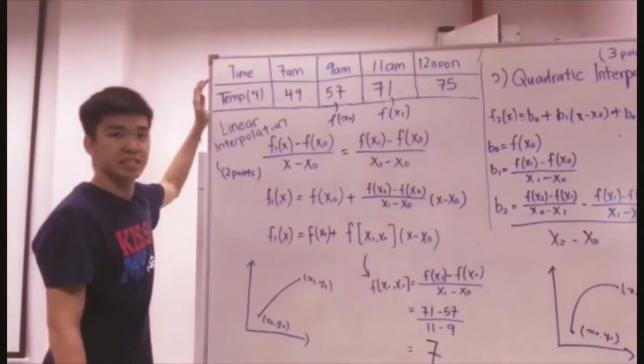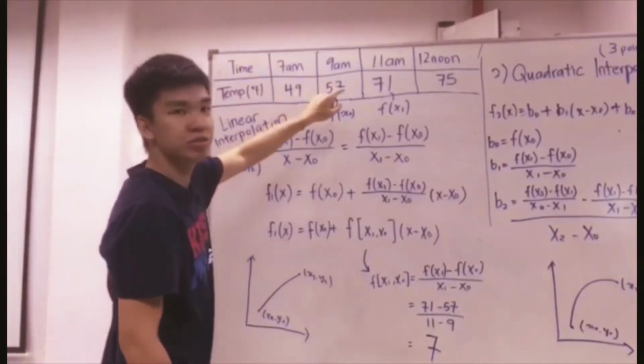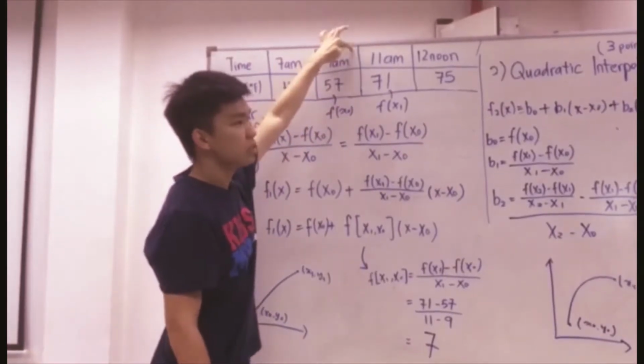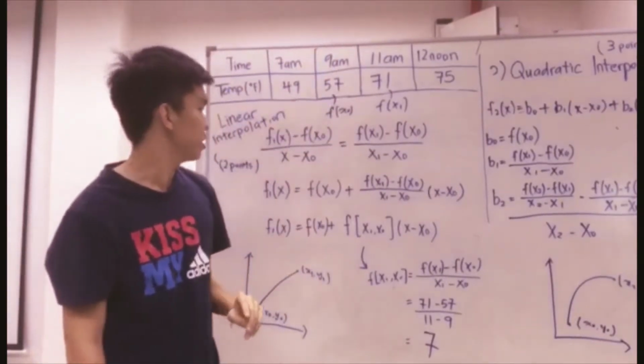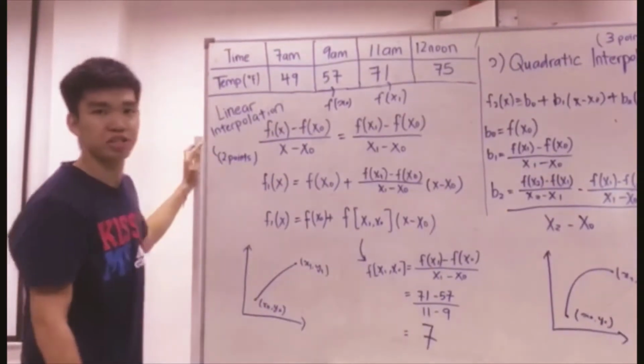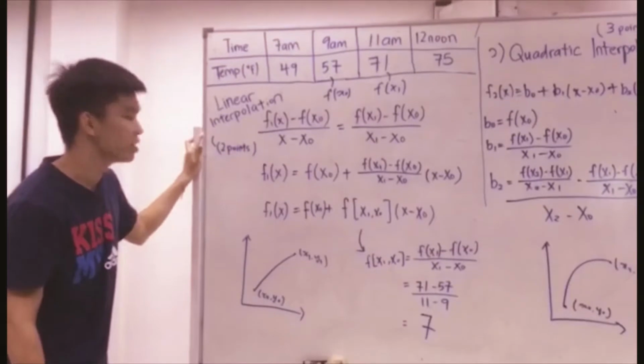So this is the sample data given, and today we are trying to find the temperature at 10 a.m. There are three ways of finding it, and the first one is linear interpolation. Linear interpolation requires 2 points.